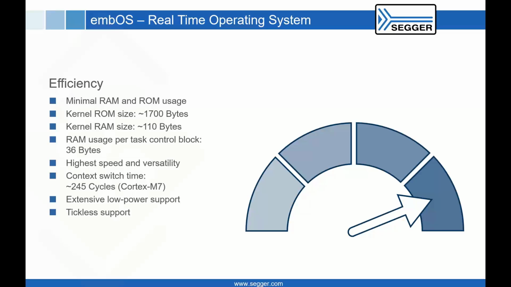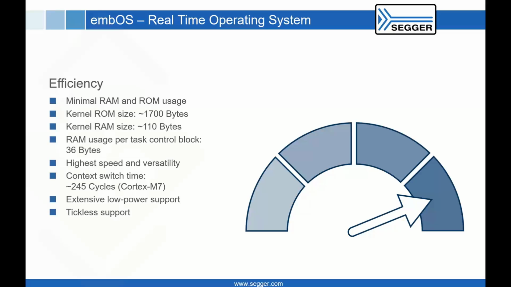So the minimum ROM size for the MBOSS kernel is about 1700 bytes. You need about 110 bytes of RAM minimum. And then for every task control block, it's just 36 bytes. So you can make an MBOSS application really, really small and efficient. It's also, because it's so small, very, very fast and versatile.